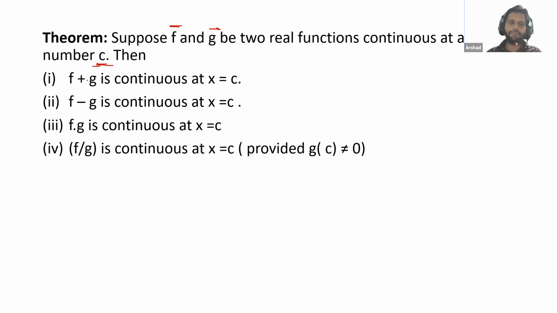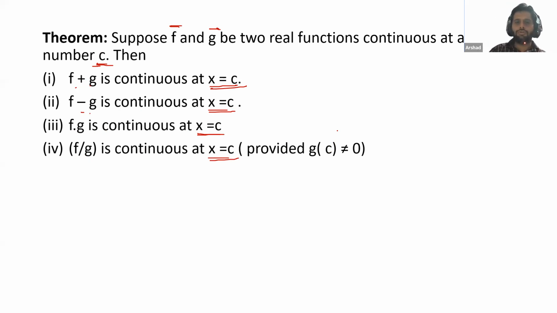Then what will happen? First, if you add these two functions, it will be continuous at x is equal to c. If you subtract these two functions, it will be continuous at x is equal to c. If you multiply the functions, it will also be continuous. If you divide the functions, it will be continuous, provided the denominator should not be equal to 0. As I already told you, in the denominator we should never have a 0.